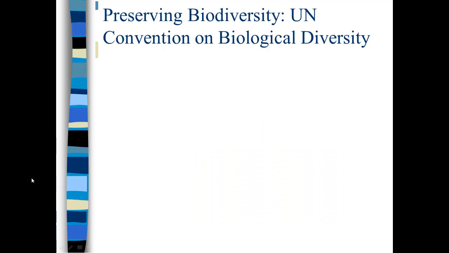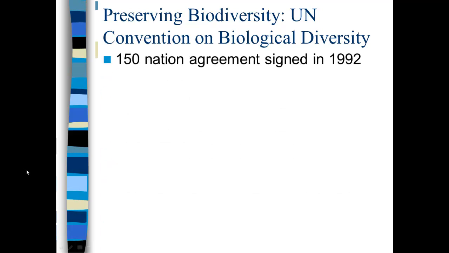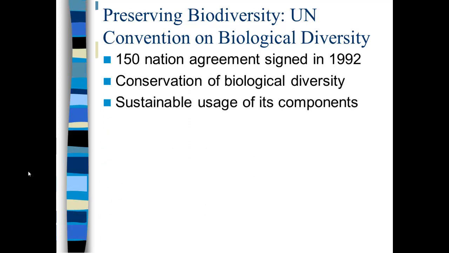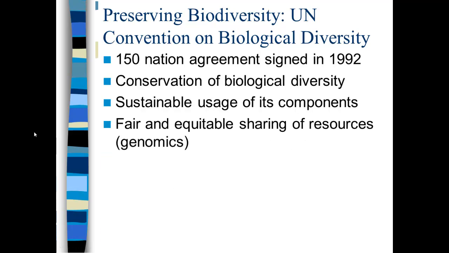Now, there has been global intervention to preserve biodiversity, and the UN Convention on Biological Diversity was an agreement signed in 1992. It called for the sustainable usage of Earth's components in order to avoid destroying habitat, and fair and equitable sharing of resources. This covered genomics, and the environment has changed now that we can patent human genes. Arguably, the UN Convention on Biodiversity is being violated, because patenting can lead to unfair distribution of resources.